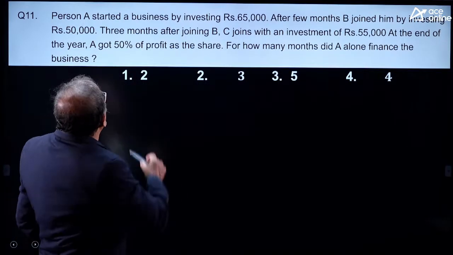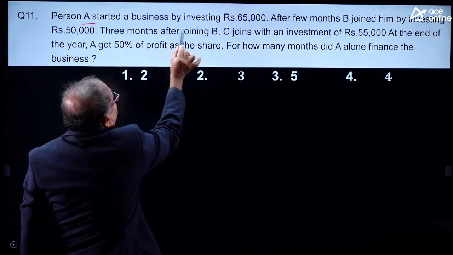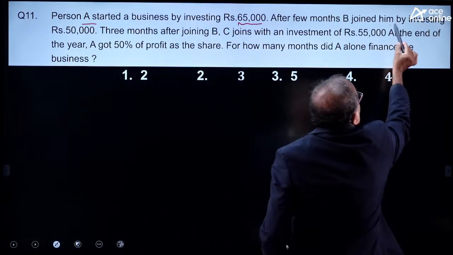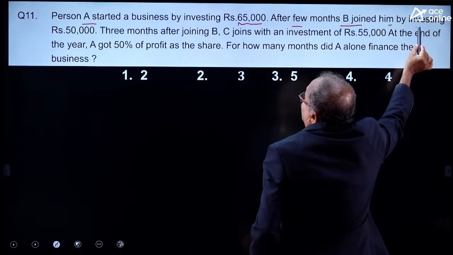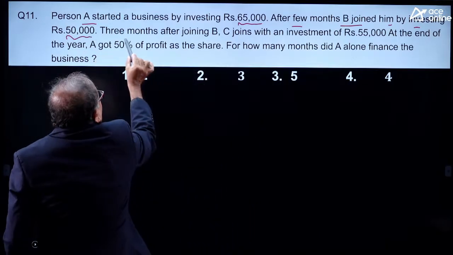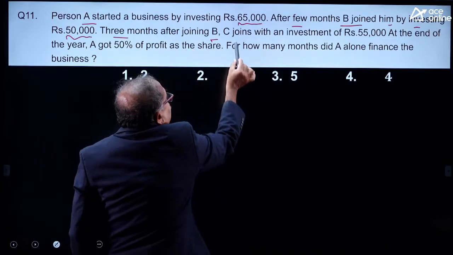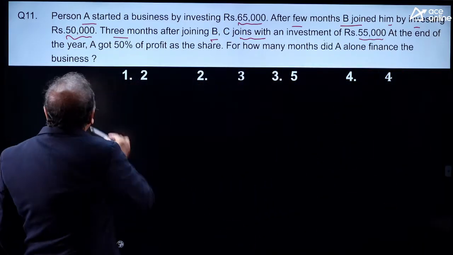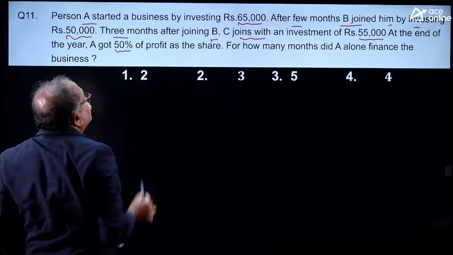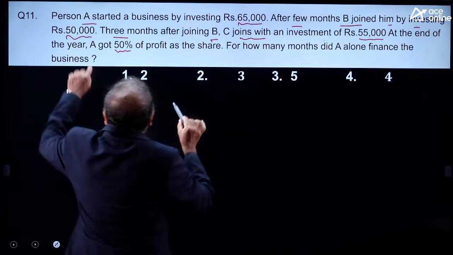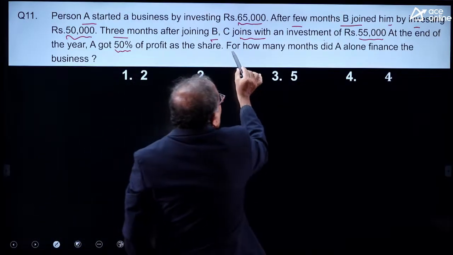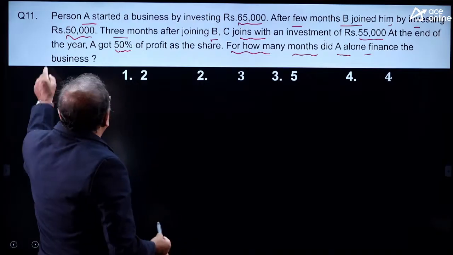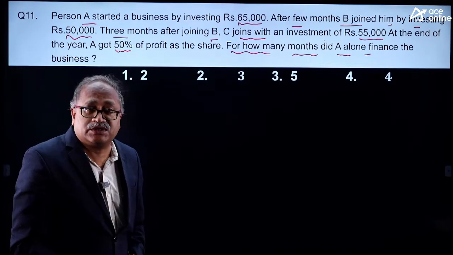No. So, look at this question. The person A started the business by investing 65,000. After a few months, B joined him, investing 50,000, and 3 months after B joined, C joined with an investment of 55,000, and at the end of the year, A got 50% profit. Now, for how many months did D alone finance the business? D alone worked in the business.